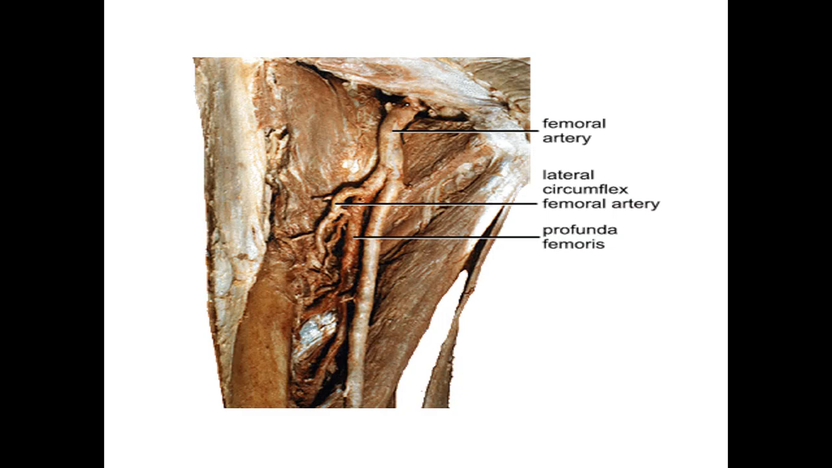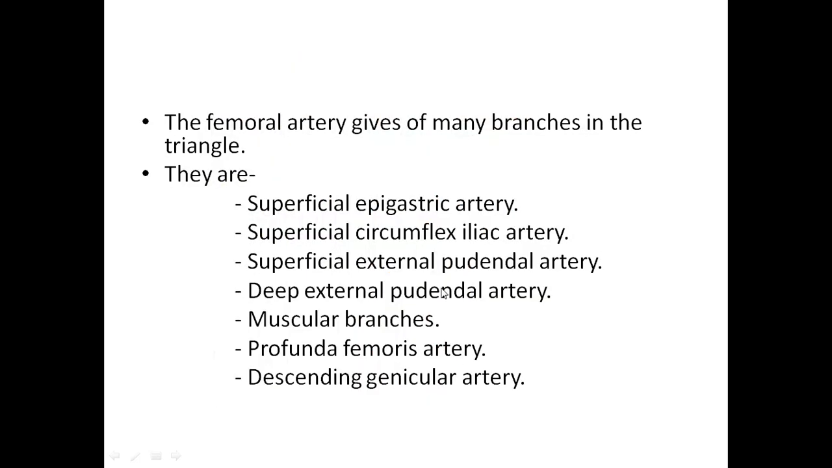So here we can see in the cadaver the main femoral artery. These are its branches. So the femoral artery gives many branches within the femoral triangle. They are the superficial epigastric to supply the anterior abdominal wall, the superficial circumflex iliac artery to supply the gluteal region, the superficial external pudendal artery. Pudendal means genital area. So also the deep external pudendal artery. Both of these supply the genital areas. Muscular branches supply the muscles of the front of the thigh.